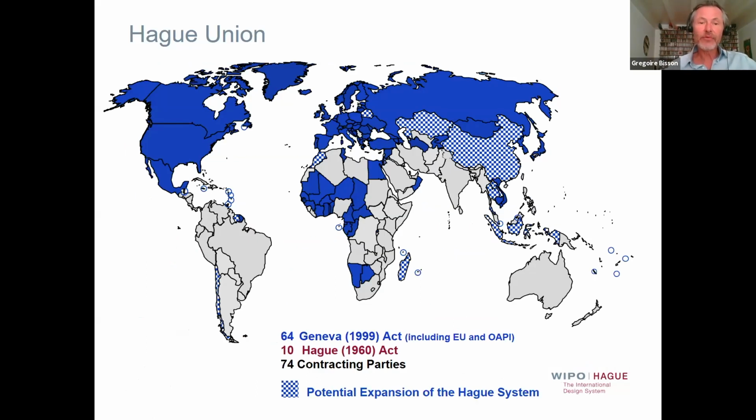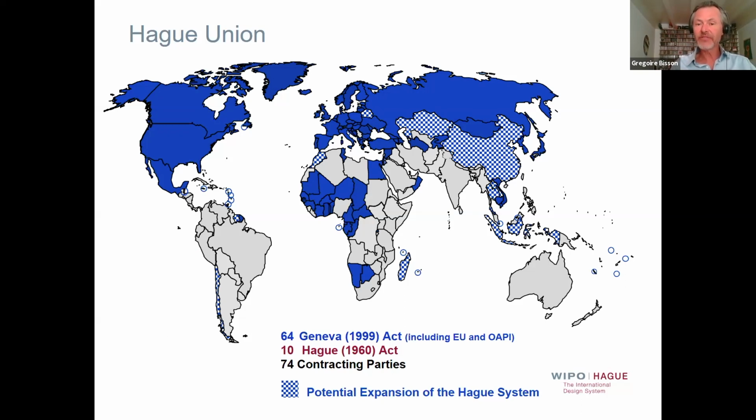This is, folks, the world according to the Hague System. Everything that you see in blue is currently Hague coverage under the Geneva Act of 1999, and it's not as widespread as the Madrid system, let alone the PCT, but it's a fast-growing system. We currently have 74 parties to the Hague System, which represents 89 national jurisdictions being covered. And everywhere where you see the checker pattern of white and blue are jurisdictions where there are concrete legislative and diplomatic steps undertaken towards acceding.